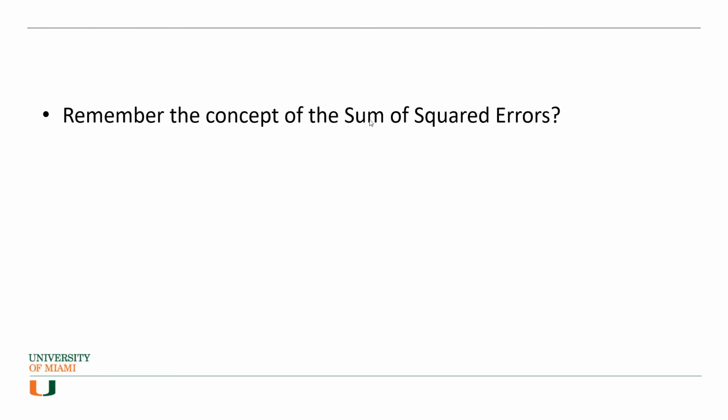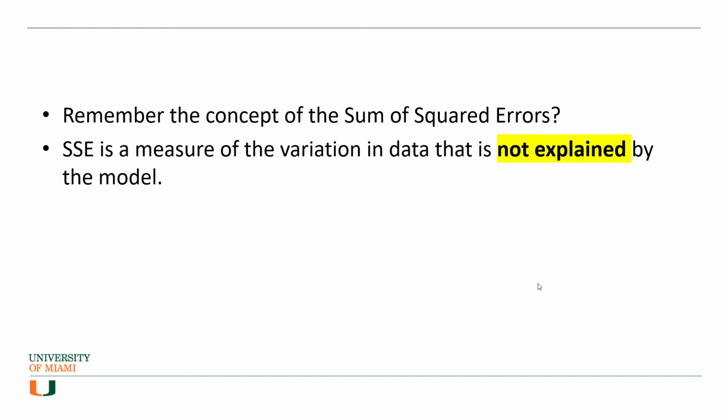Now, do you remember the concept of the sum of squared errors? Go back to the introduction to the OLS regression video, which I'm going to again post in the description if you need a refresher on that. Sum of squared errors is basically a measure of the variation in the data that is not explained by the model, right? SSE was measuring how far off each point is from the predictions, right?